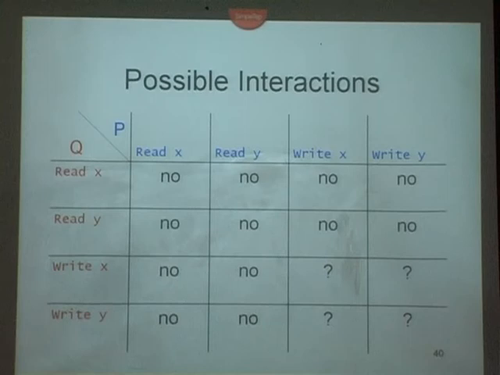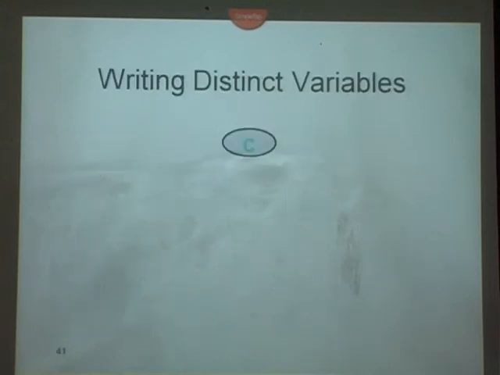So we made a lot of progress. I've shown you that it couldn't be the case that anybody reads in this critical state. So the next possibility is they could be writing distinct variables.